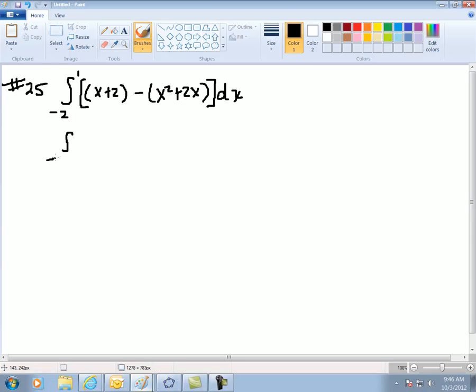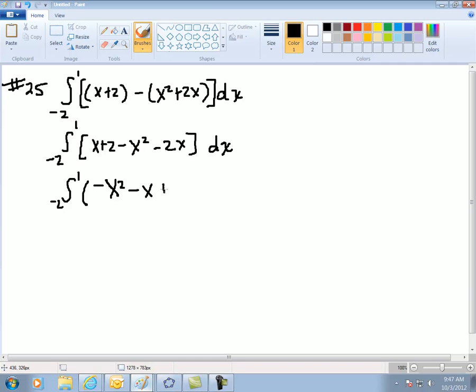The first thing I'm going to do is simplify my algebra within here. I get x plus 2, subtract x squared, subtract 2x. Combining my terms in there, I can rewrite this as -x squared, positive x and a -2x combined to give me a -x, and then plus the 2. And now I'm ready to integrate. -x squared becomes -x cubed over 3. -x becomes -x squared over 2, and the 2 just becomes a 2x.